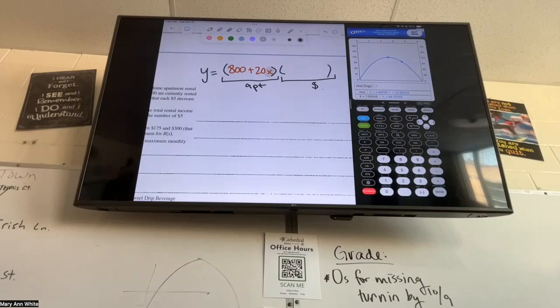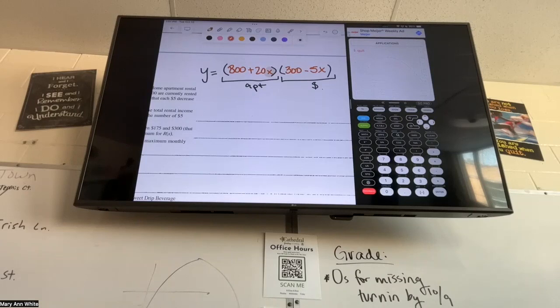Okay, now let's think about cost. How much are they currently being rented out for? 300? Good. This is not a very realistic word problem in this day and age, but that's okay. And then it says a $5 decrease. So am I going to plus or minus this 5x? Minus to show my decrease. Awesome.